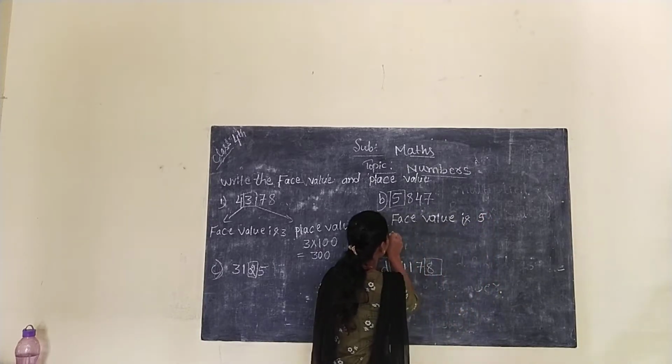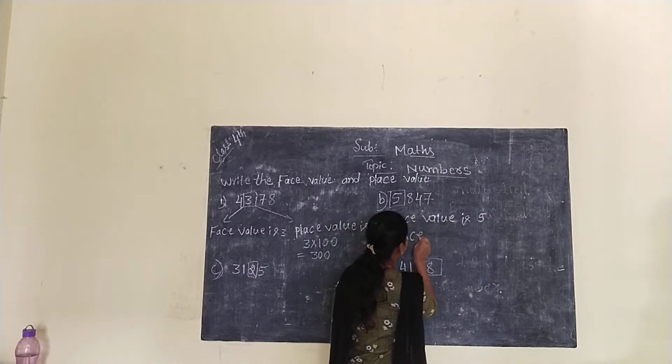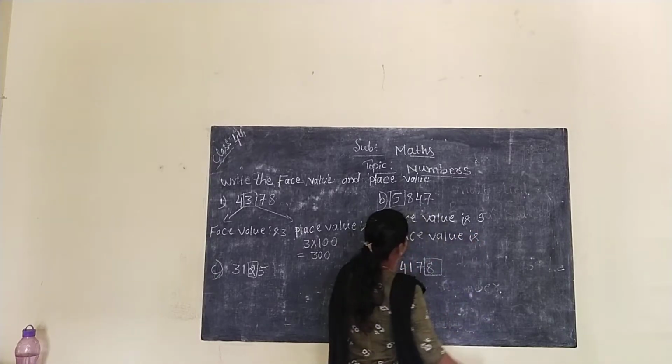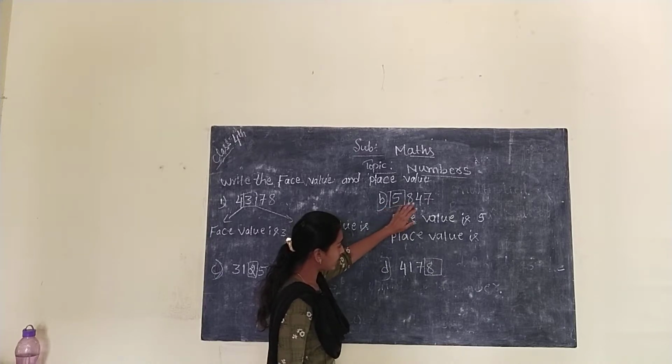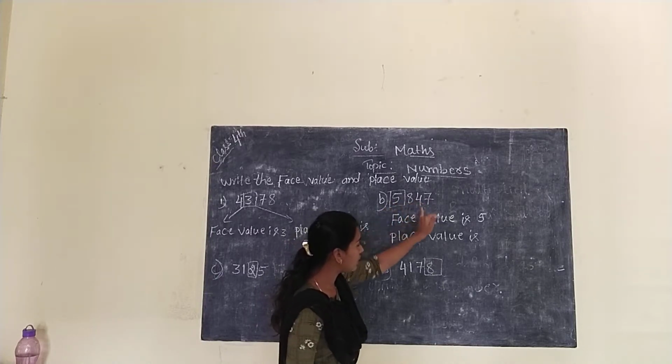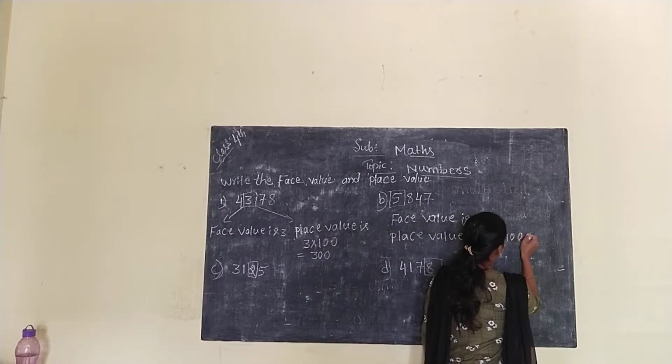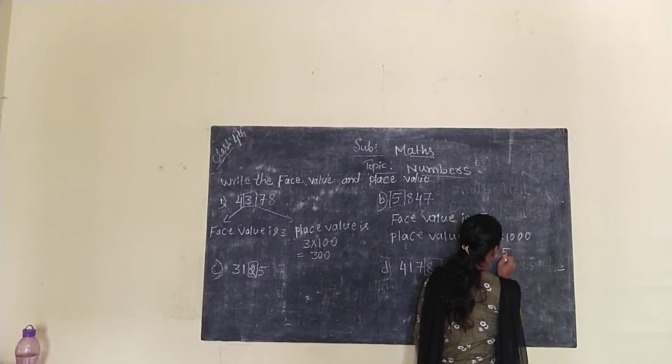Next we have to write place value. Which is here in the box? So 5. 5 is which place? So 5 is thousand place. So we have to write 5 into 1000. 5 into 1000, 5000.